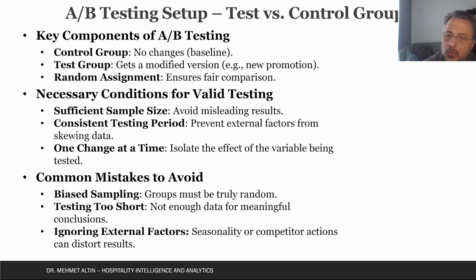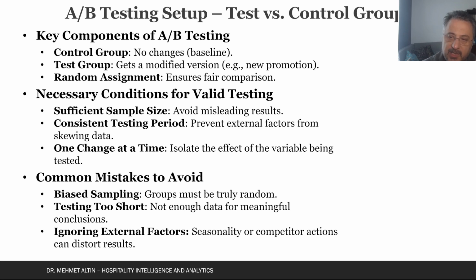The test group receives a variation, maybe a different promotion, a new price, like we were talking about earlier, a redesigned web page, etc. For example, if a hotel wants to test a discount, which I'm going to show in the Excel example, discounts versus no discount, the control group will see the standard rate while the test group sees the discounted rate. The goal is to measure if the discount actually increases bookings.